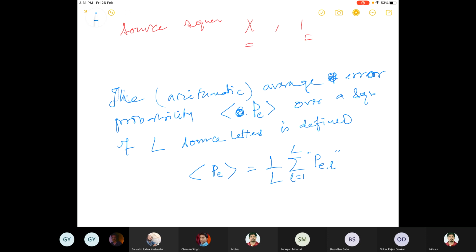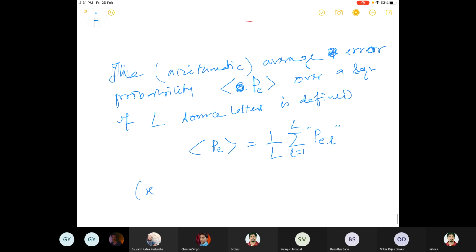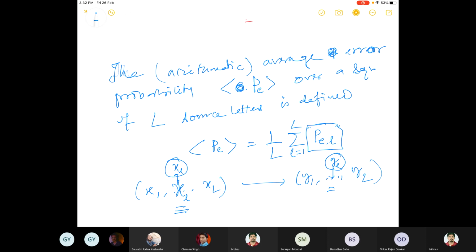Whenever you are sending, let's say, x1, x2, xl, you will receive some y1, y2, yl. Then for some yl here, you sent xl. Suppose there is a mistake on this lth term. Then that is the original probability of error, the error probability we have defined, because it's the lth copy of the input random variable X and the output random variable Y. So I am denoting it PEL, because it is the error probability corresponding to the lth entry or lth term of the source sequence.